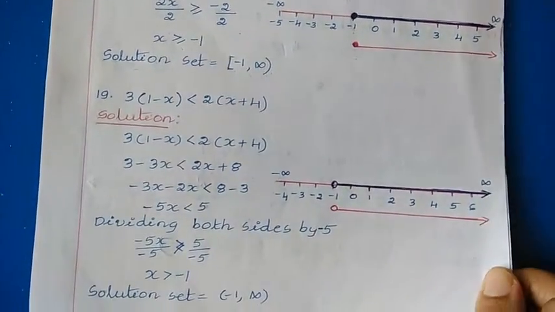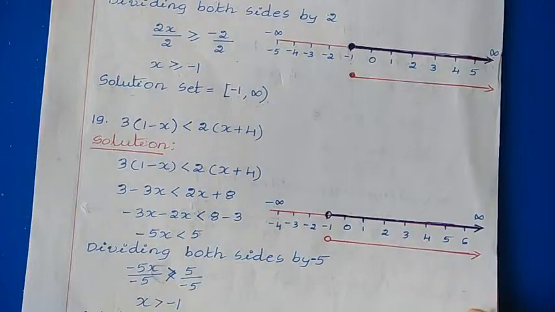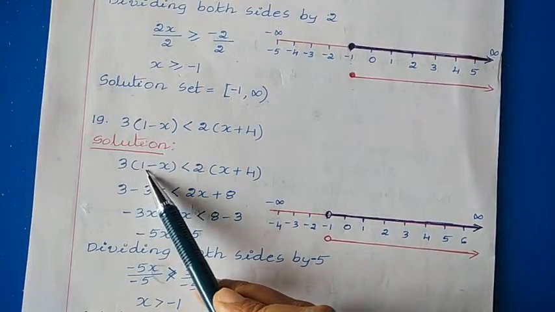Next, question number 19. 3 into 1 minus x is less than 2 into x plus 4. So multiply the values. That is 3 into 1, 3.